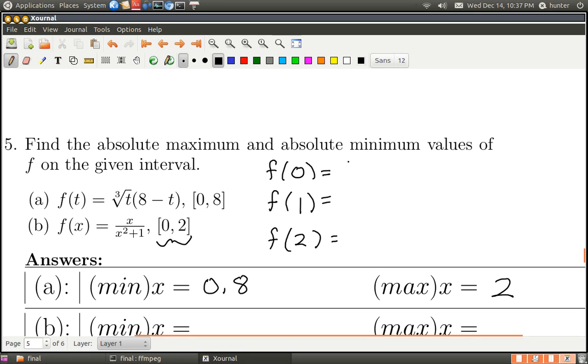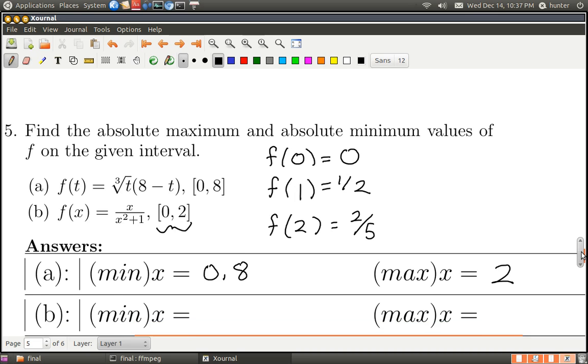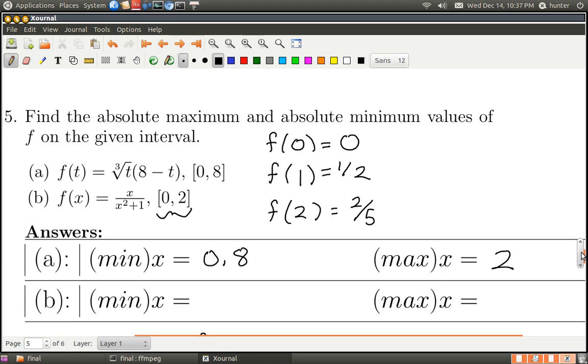So compute these values. This gives you 0. This gives you 1/2. This gives you, I'm going to have to think, 5 on the bottom and 2 on the top. 2/5. Now you're wondering, which one's bigger, 1/2 or 2/5? I think you'll agree that the answer is 1/2.